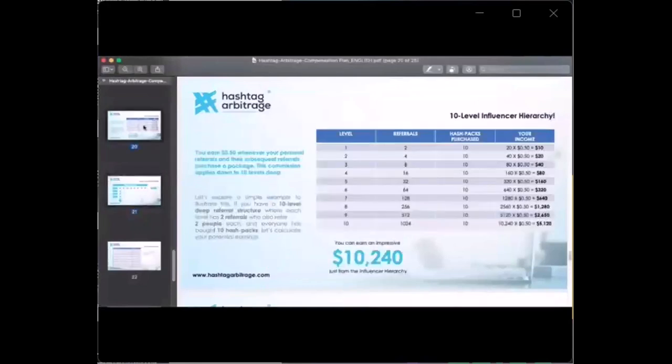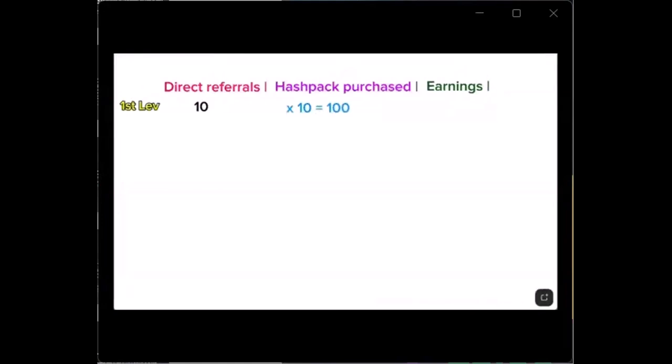The 10-level influencer hierarchy rewards you 50 cents per hash pack purchased by your direct referrals and their subsequent referrals, all the way down to the 10th level. For instance, if you have 10 people directly and each one purchases 10 hash packs, that is 100 hash packs on your first level. Now, 50 cents times 100, that is $50 earned just from their hash pack purchases.